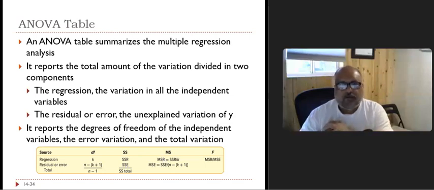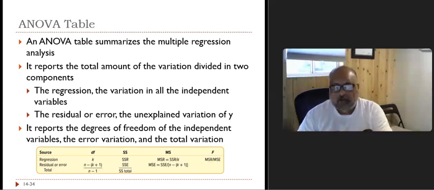So ANOVA divides the total variation into two parts. Number one is regression, that's explained by the independent variables. And number two, residual or error, which means unexplained variation. So ANOVA tables use degrees of freedom, regression sum of squares, and residual sum of squares, as you can see right here.